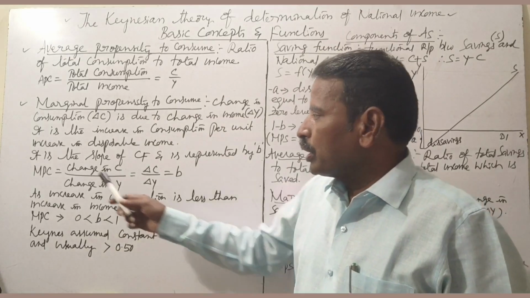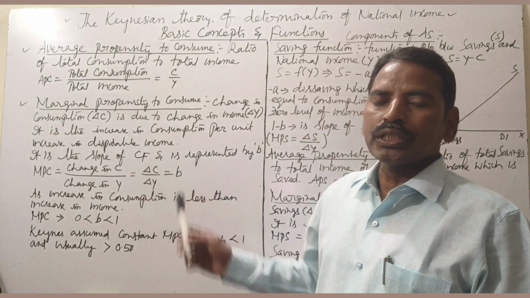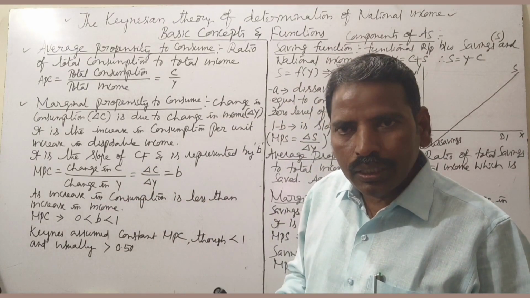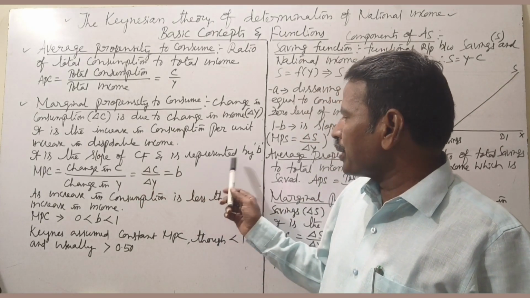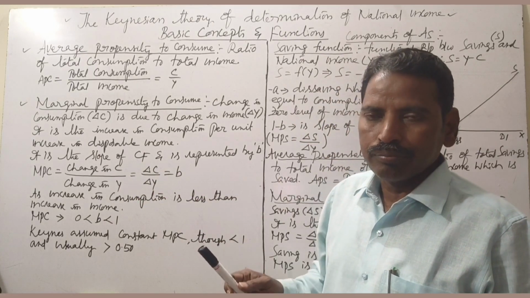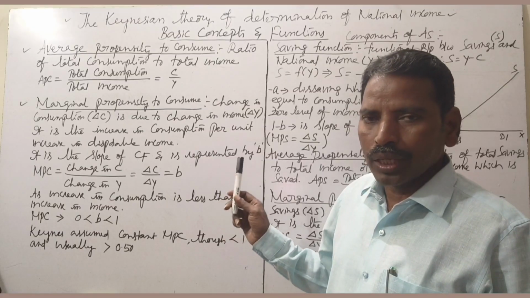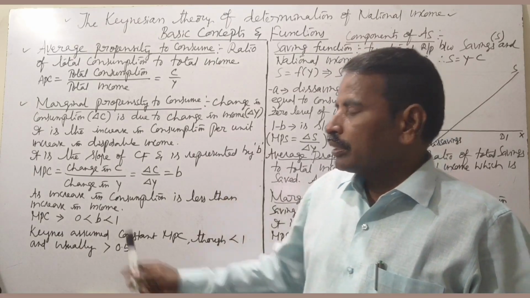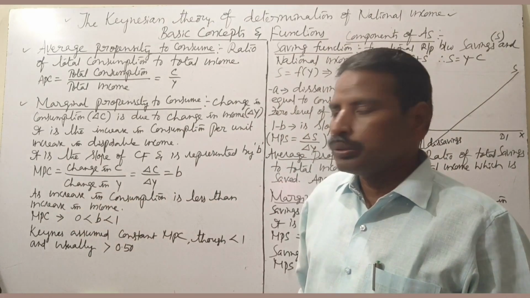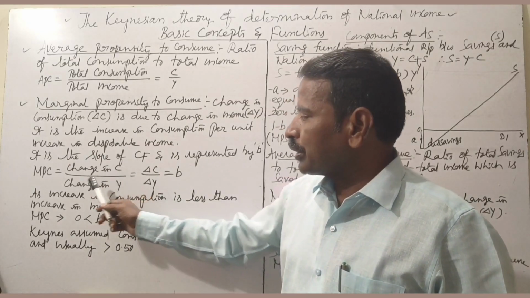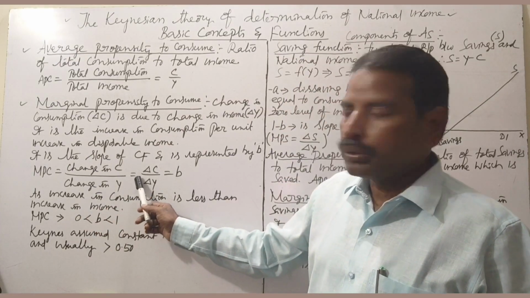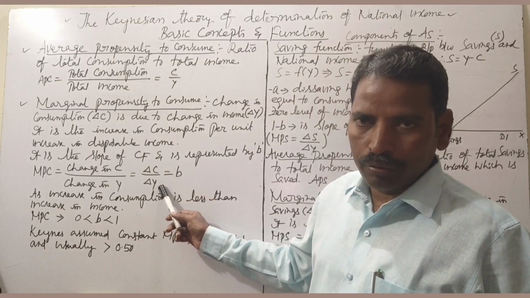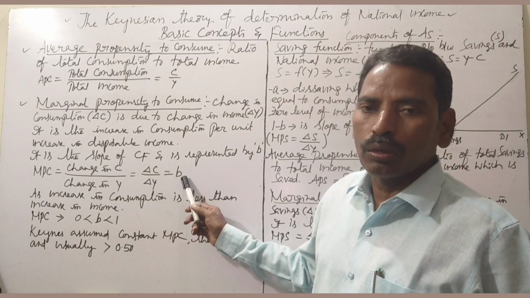MPC is the slope of the consumption function and it is represented by small b. Therefore, MPC is equal to change in consumption divided by change in income, that is delta C by delta Y, which is equal to small b.